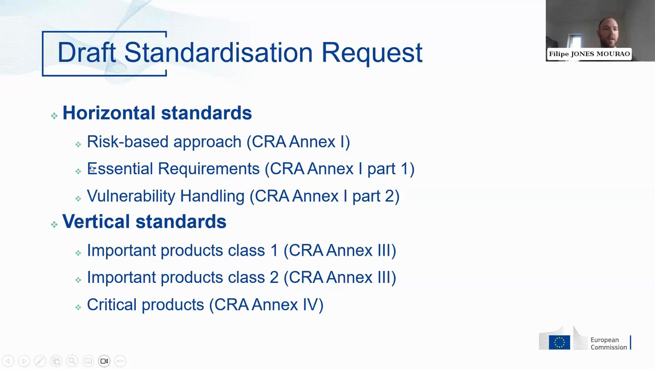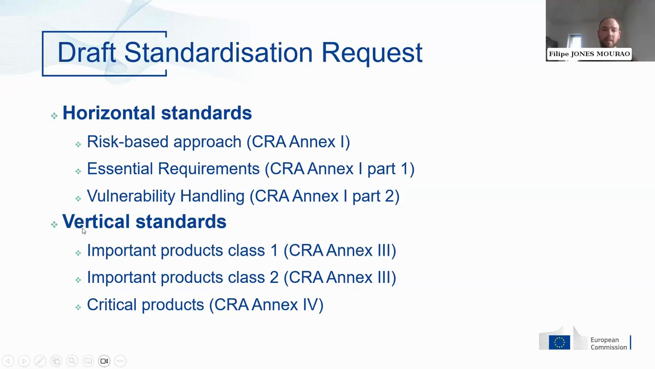Then you have horizontal descriptions of the different essential requirements in part one, and you'd also have a horizontal description of the vulnerability handling requirements in part two. So that's basically the horizontal framework. And then you'd have vertical standards. And as I said, we would be prioritizing the Annex 3 and 4.